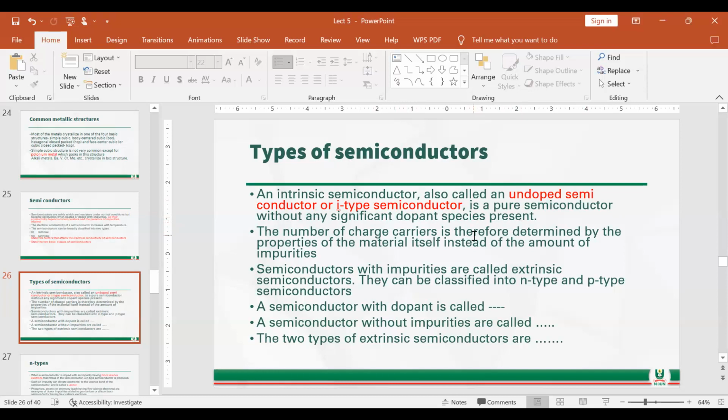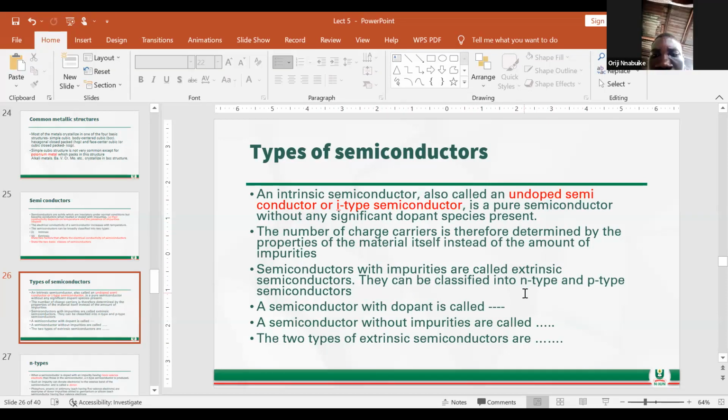The number of charge carriers is thereby determined by the properties of the material itself instead of the amount of impurities. But when the impurities determine the conductivity, what makes the semiconductor conduct, we say it is an extrinsic semiconductor. So semiconductors with impurities are called extrinsic semiconductors. And semiconductors can be classified into N-type and P-type semiconductors.